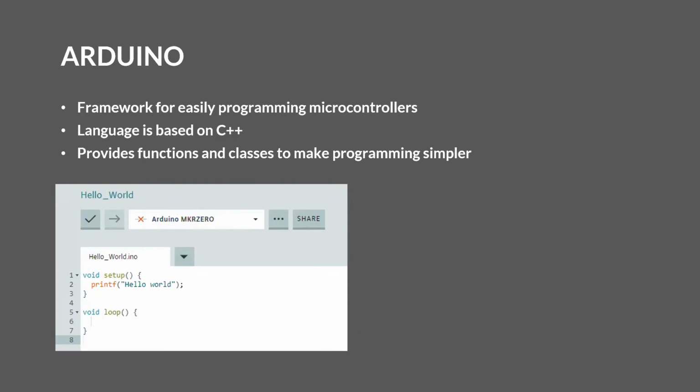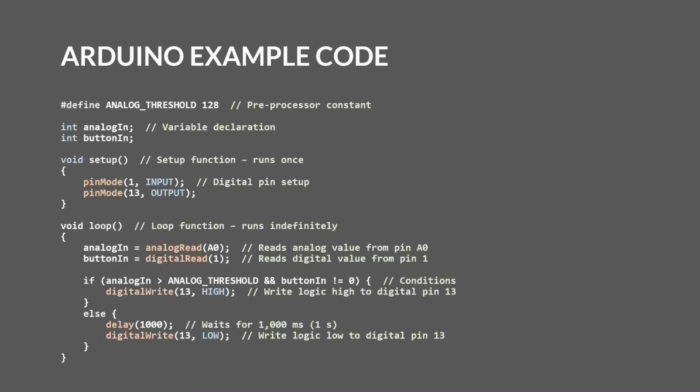And so ultimately, in addition to this slightly adapted language, Arduino provides a bunch of functions and classes which are designed to make programming simpler. So we're going to have a look at some of those on the next slide. This is a very basic piece of Arduino code. It doesn't really have much of a purpose apart from to essentially flash an LED, but it's a good example of a lot of the different things that you can do in Arduino coding.